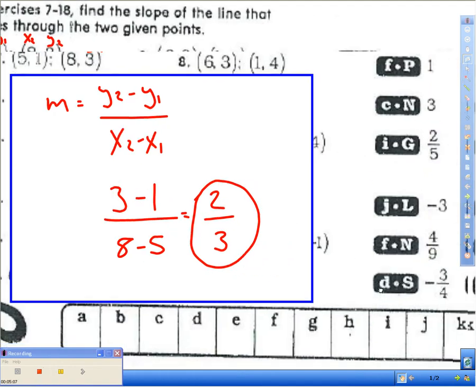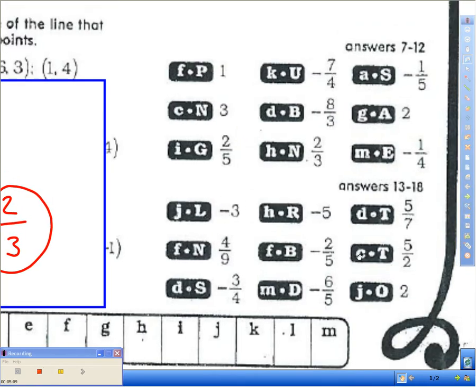So if we look over to the right-hand side and find 2/3, then we'll scratch that out. So 2/3 would be right here, so we would scratch that out. And then we'll do one more example.